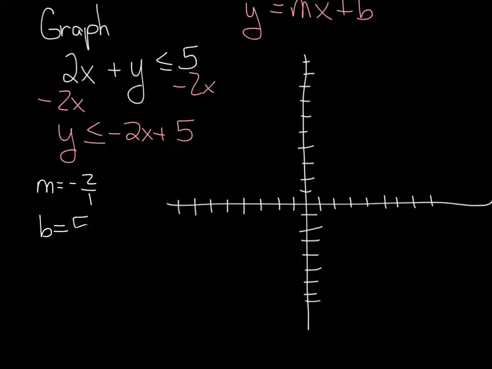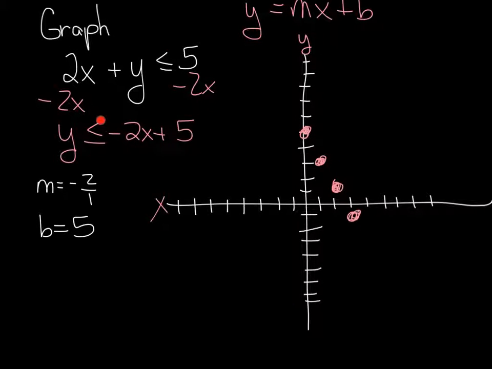Now I'm going to write down my slope is negative 2 over 1, and my y-intercept is 5. So again, I'm going to graph just like I would graph a line. I go up to 5 on my y-axis, 1, 2, 3, 4, 5, because this is my y and that's my x. Then I go down 2, right 1, down 2, right 1, down 2, right 1. And I can go on forever if I need to.